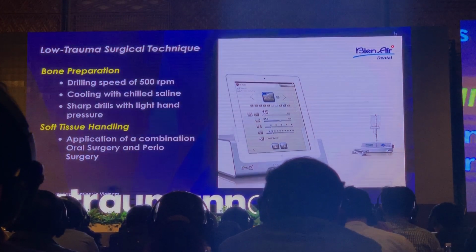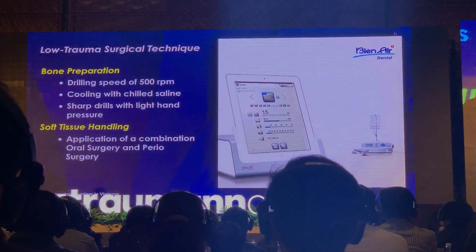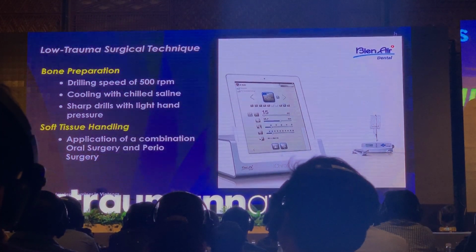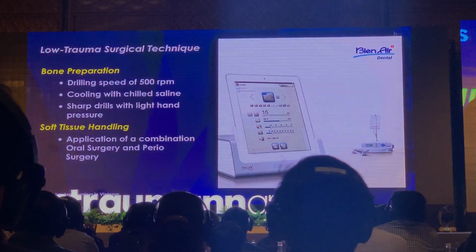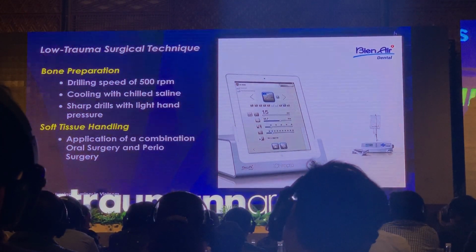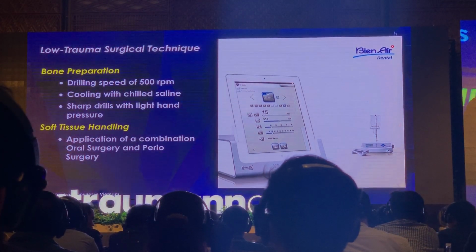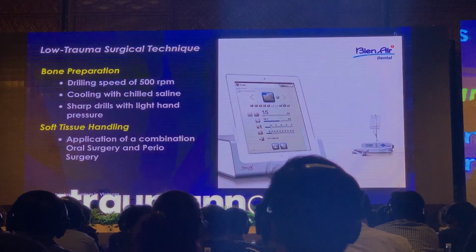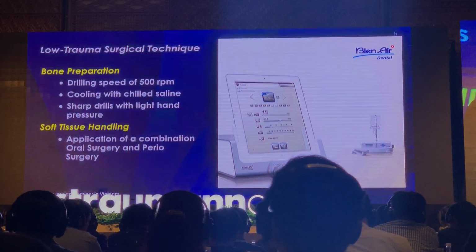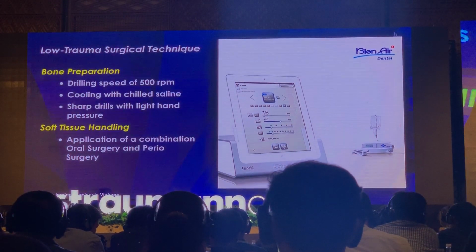So what I normally do, I use a setting of 1200 RPM, 800 RPM, 500 RPM. That's for the drilling sequence. First higher speed, then slower speed, low speed. And when we put the implant in, it's 15 RPM, very slow. That's for the pre-tapping and for the implant insertion, without any cooling. When we drill the bone, we need the cooling, of course.